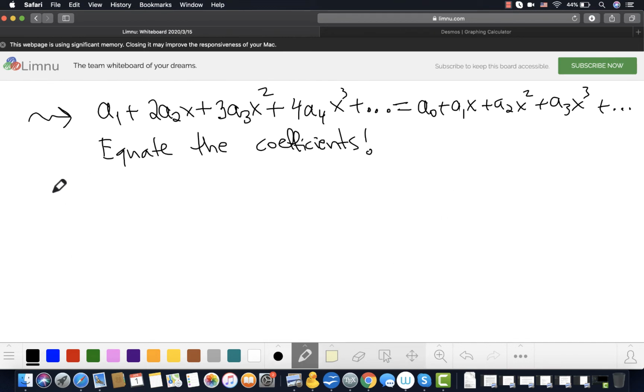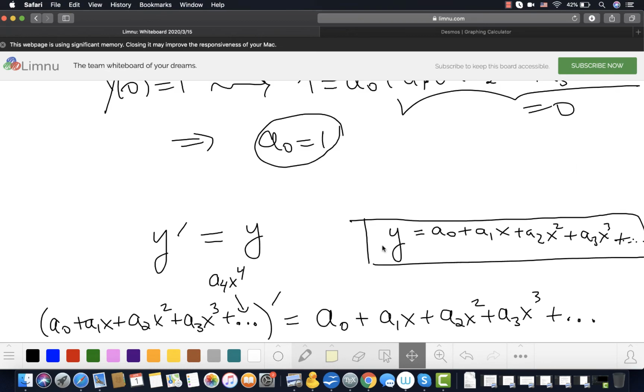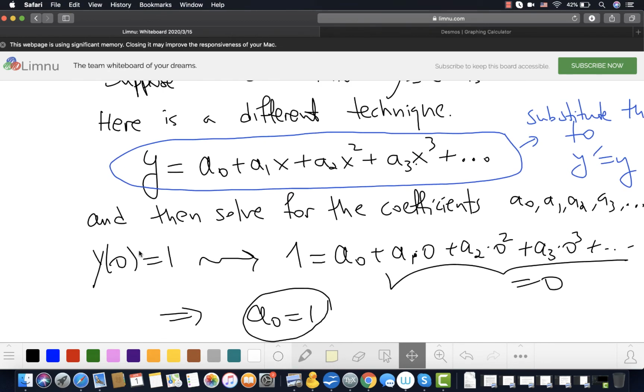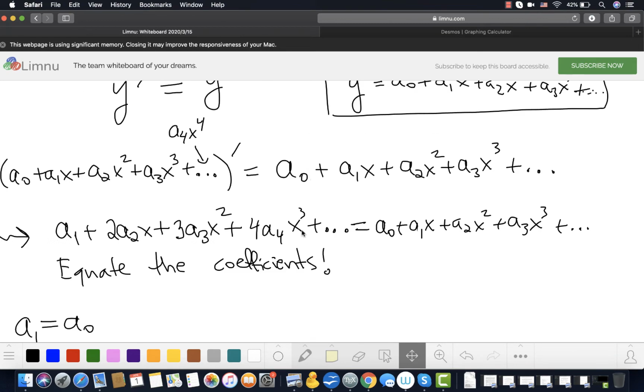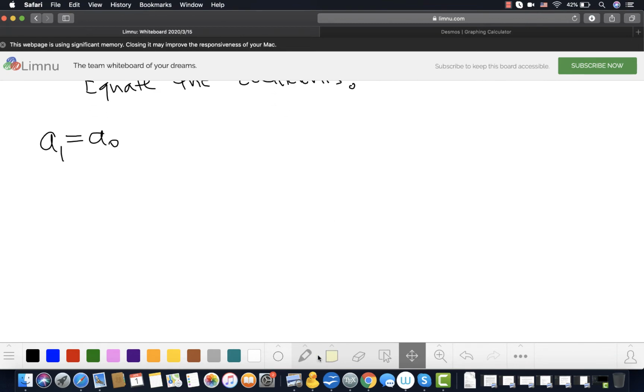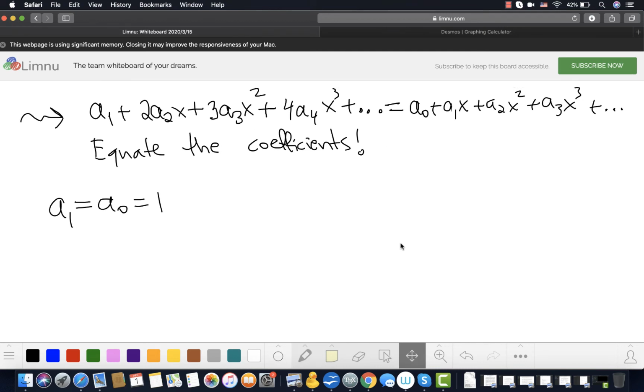Okay, so let's write down what happens when we equate the coefficients. What we get is a1 on this side, which is the constant term, like x to the power of 0, should equal a0 on the other side, because a0 is the constant there. But we have computed what a0 is already. That was computed using the initial value. So a0 is 1.